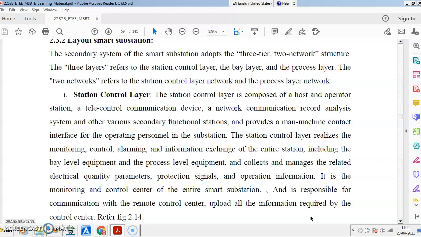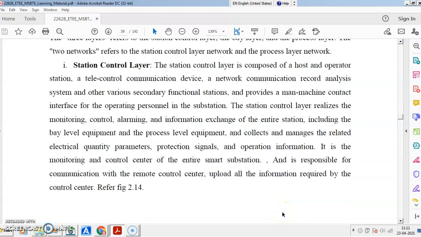So the station control layer realizes the monitoring, controlling, alarming, informing, information exchange, and all other things of the entire substation, including bay level equipment and process level equipment, right? So it collects and manages the related electrical quantity, parameter, protection signals, operational information. It is also the monitoring and control center of the entire smart substation, and it is responsible for communication with remote control units or RTUs.